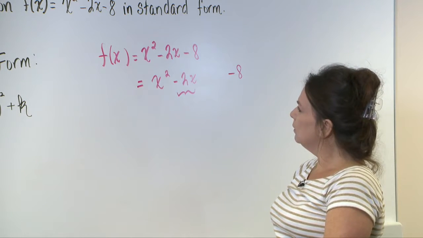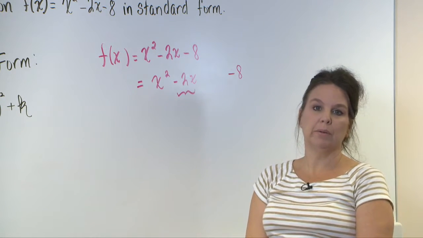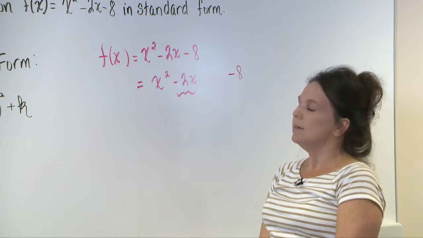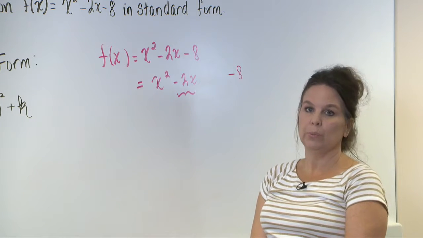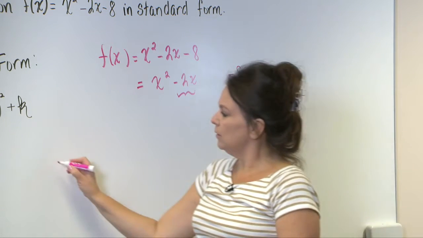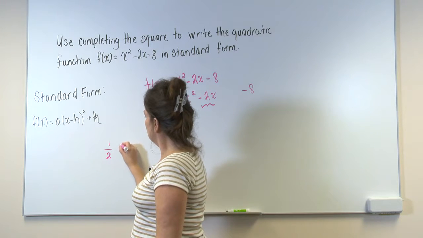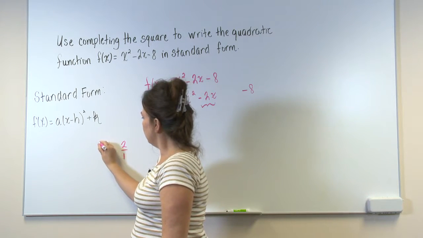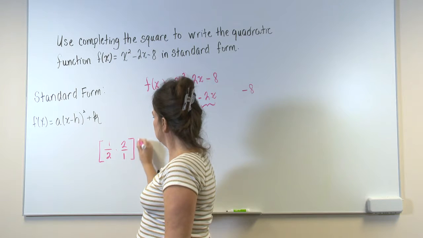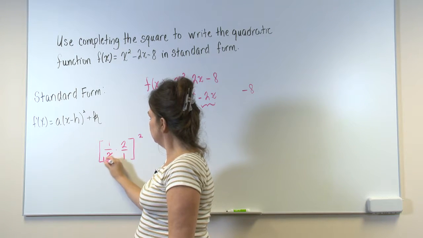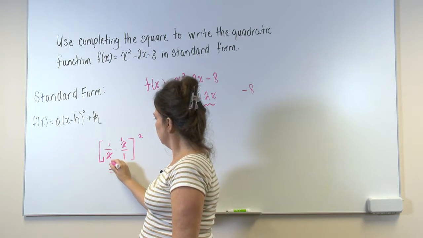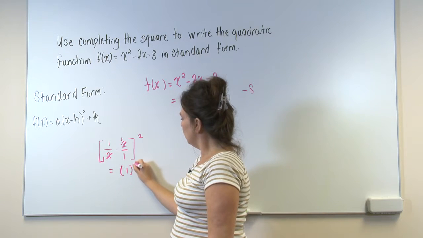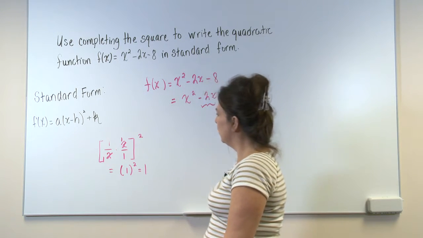So to complete the square, I'm going to take half of the middle number, half of the negative 2, and square it. Since we are squaring it, the result will be positive. So what I'm going to write down is 1/2 of 2, or if you prefer, you can write it as 2 over 1. And then whatever that number happens to be, I'm going to square it. So half of 2 gives us 1, and in the square brackets there, that simplifies to 1. And we have 1 squared, which is equal to 1.